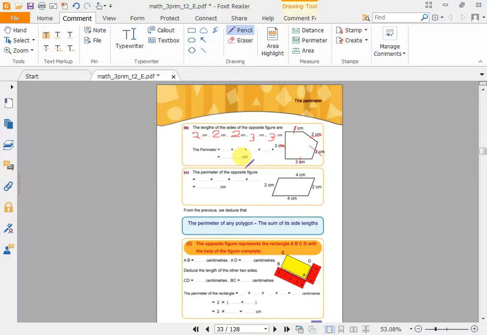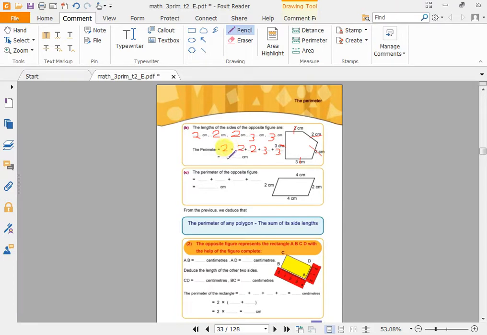Okay, now what will we do? We get the perimeter of this polygon. The perimeter of it is the sum of all these side lengths. So we write 2 plus 2 plus 2 plus 3 plus 3. Add 2 plus 2, 4, 4 plus 2, 6, 6 plus 3, 9, 9 plus 3, 12.